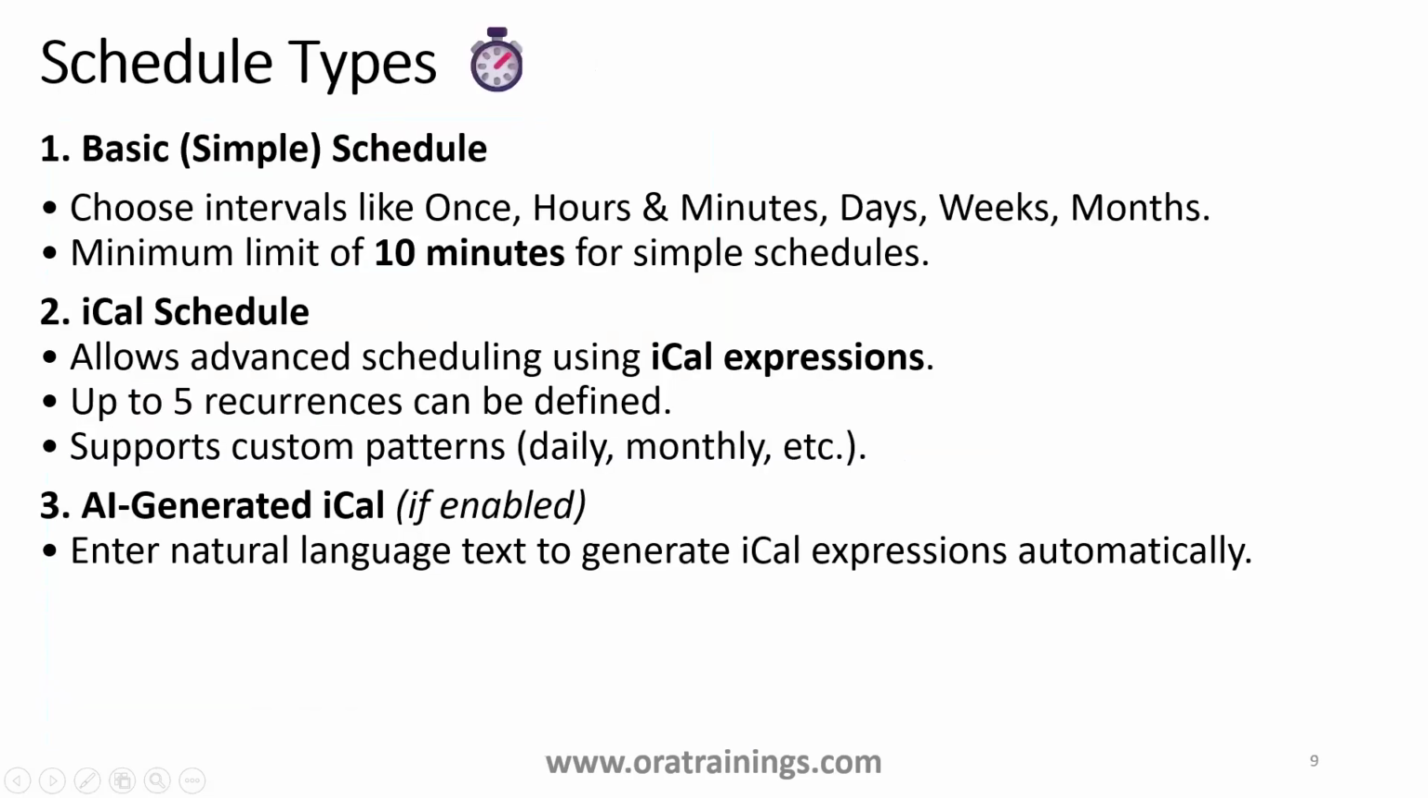Now coming to the schedule types. Generally I can say only 2 types, but the third one is automatic: based on your English natural language expression, it will also generate the ICAL expression. So basically there are only 2 types. One is the simple schedule, the other is the ICAL schedule. In the simple schedule, the minimum frequency is 10 minutes, and you can schedule it based on hours, minutes, days, weeks, and months. Similarly for the ICAL schedule, you need to write an expression, and you can also write it in natural language text, and it will generate the ICAL expression also. It supports daily, weekly, and monthly, and it supports down to the minute level also. Minimum is 1 minute.